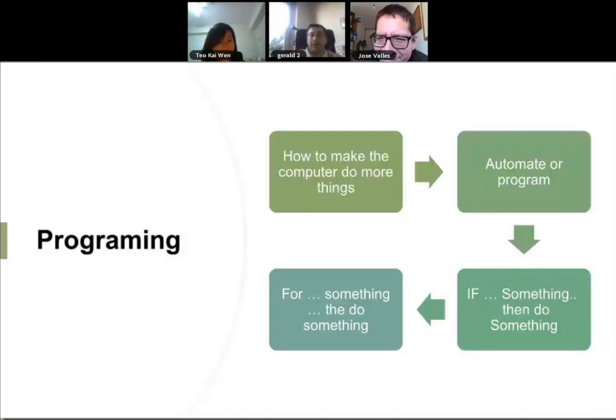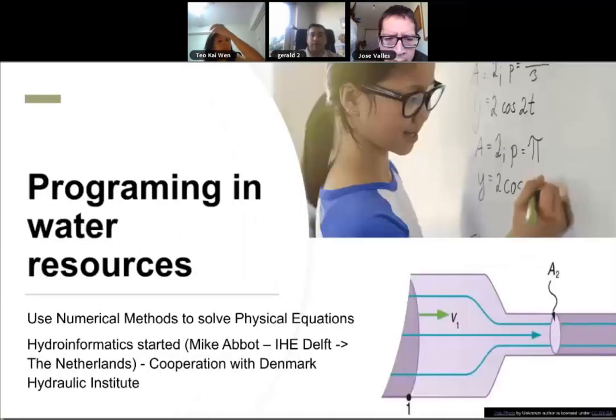And that, I would say, is the main challenge: how to use these two components to build and build and build much more complex automation with a computer. But that was the beginning, and the beginning grew into programming in water resources.